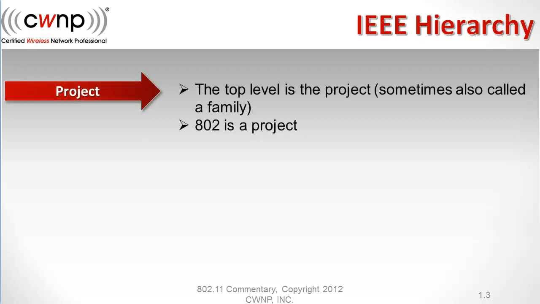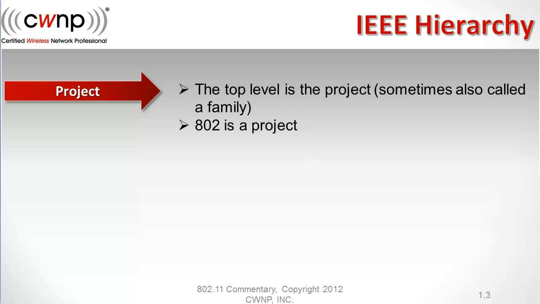Now let's begin our discussion of standards terminology and processes by talking about the IEEE hierarchy. The first thing we have is a project. This is the top level. It's also sometimes called a family or even a program by some. For example, 802 is a project. Now 802 covers local area networking and metropolitan area networking. So both of these types of networks are covered within the 802 project family.